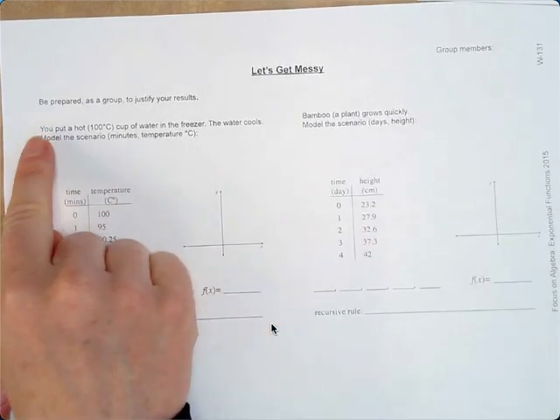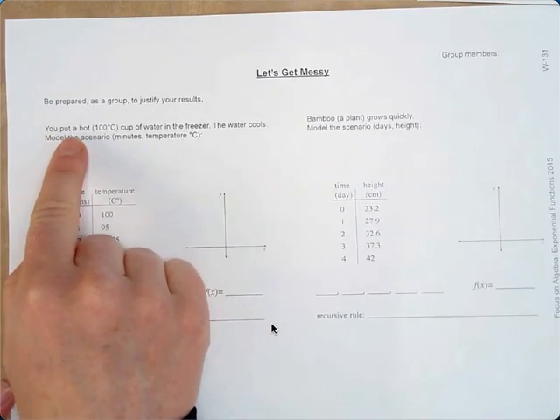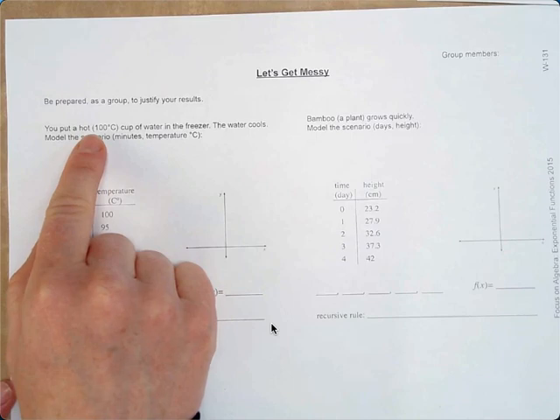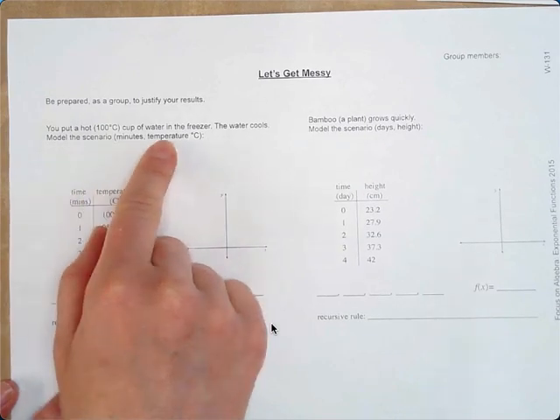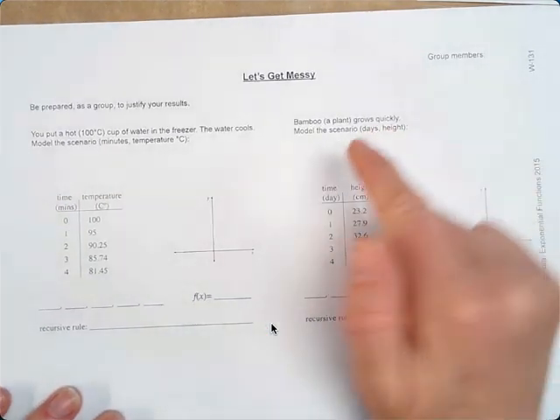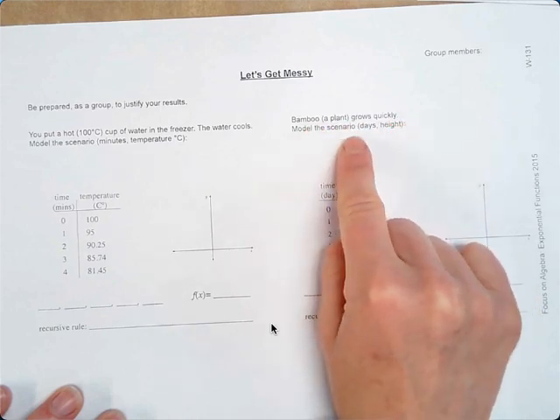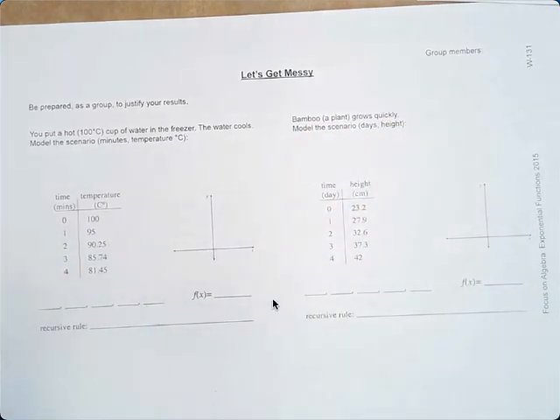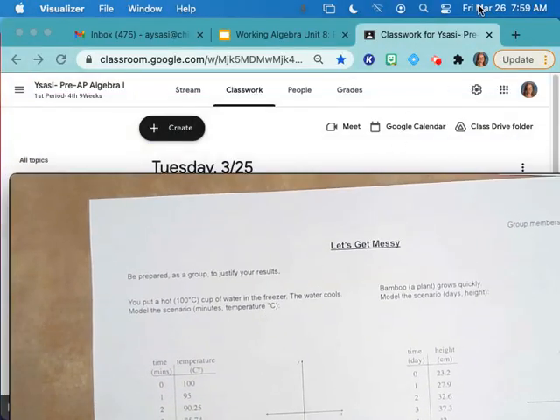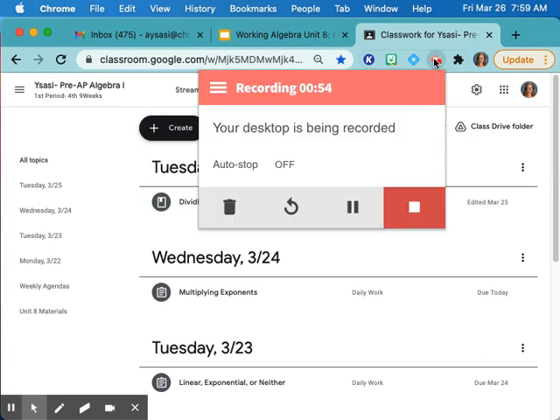So this one is you put a hot 100 degrees Celsius cup of water in the freezer. The water cools. Model the scenario, minutes, temperature in Celsius. Next one is bamboo, a plant grows quickly. Model the scenario, days and height. Okay, so go ahead and work on this with your group, and I'm going to be walking around and asking you a question as you go through it.